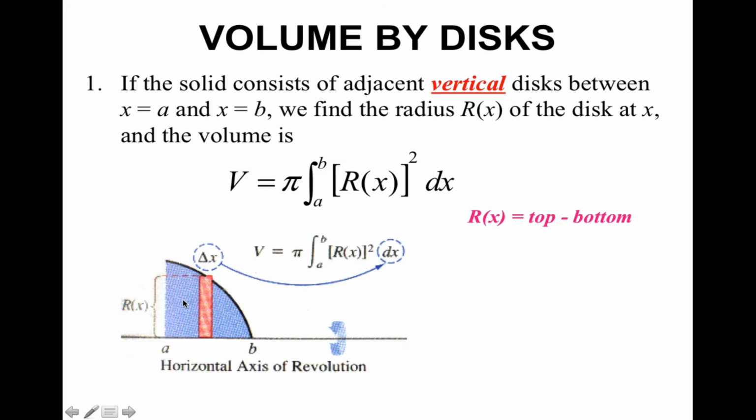And here's a visual, if you would like to look at it. You have your horizontal axis of revolution. It's not necessarily always going to be the x-axis. And there you have your vertical disk. And of course, the change of x is the same thing as the dx.